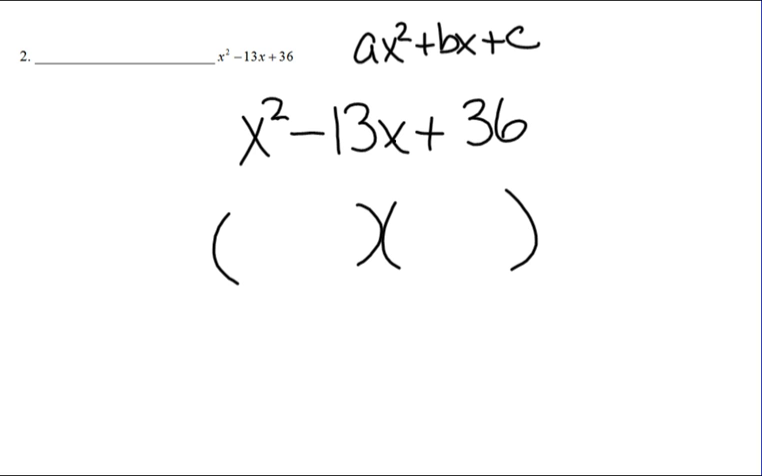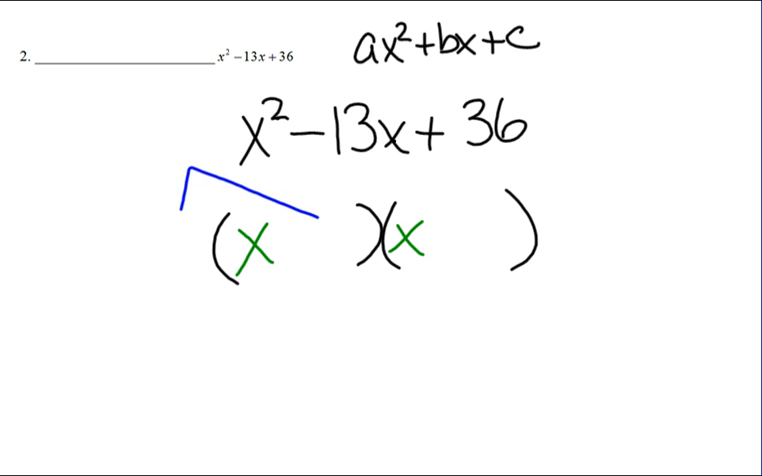Where I start is, in the FOIL, I'm kind of doing a reverse FOIL here, but I know that whatever my first two values are, when I multiply them together, I get an x squared for an answer. What two values, when I multiply them together, give me x squared? Well, only x times x gives me x squared. So there's my first.